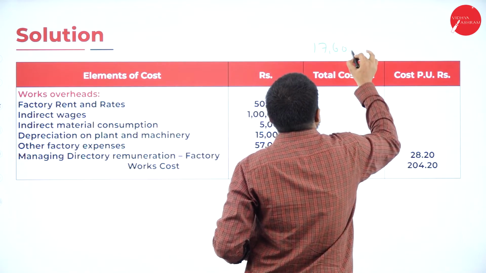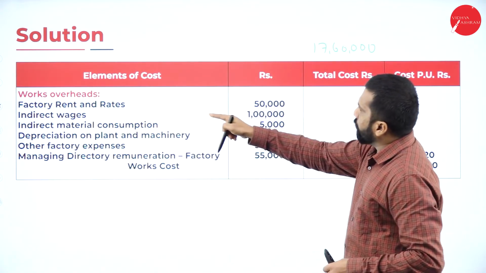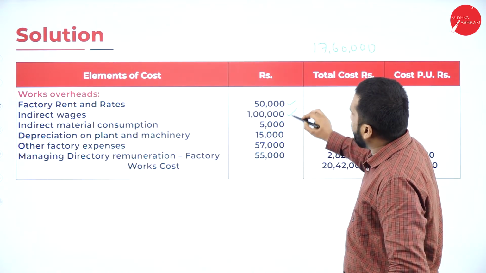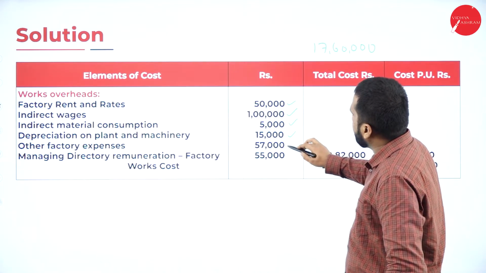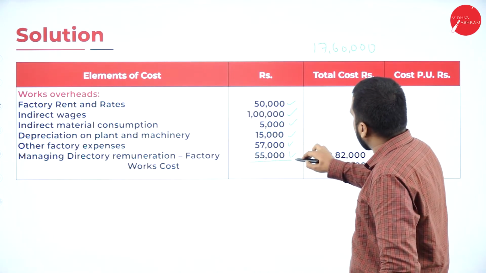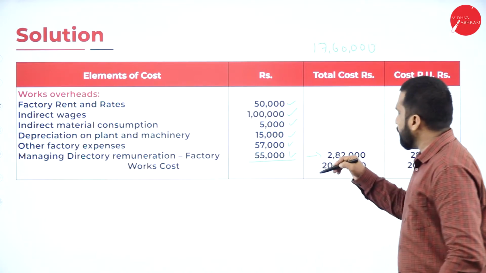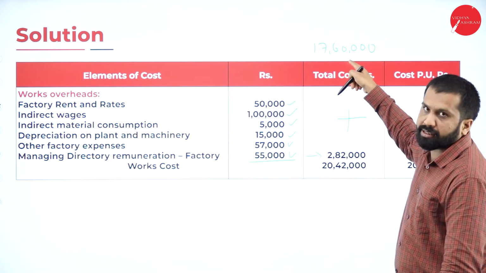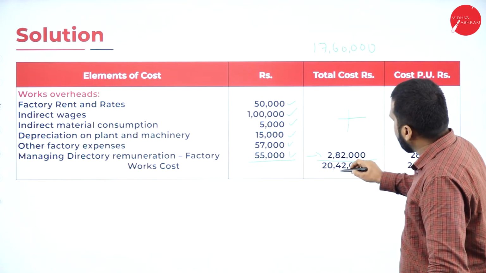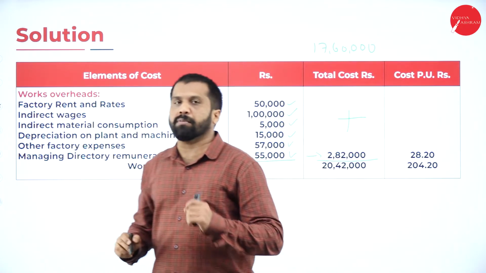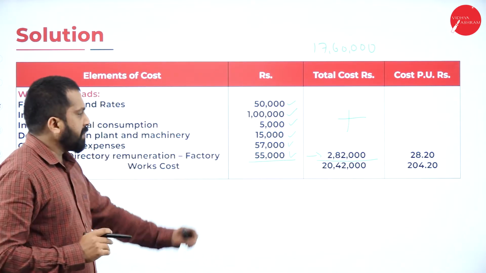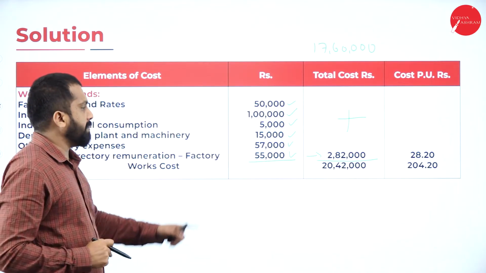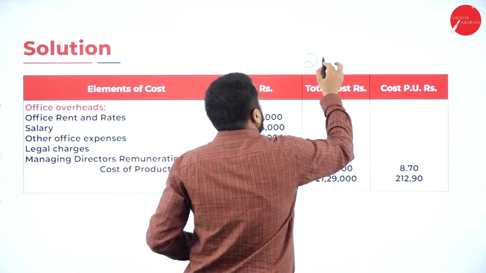17 lakh 60,000. Now, your works overhead, that is factory overhead. Now, 50,000, 1 lakh, 5,000, 15,000, 57,000, 55,000. Total is how much? 2 lakh 82,000. 2 lakh 82,000 plus 17 lakh 60,000. Total is how much? 20 lakh 42,000. Any doubt up to this? Hope there is no doubt. We got 20 lakh 42,000, which will be carried forward to the next step.